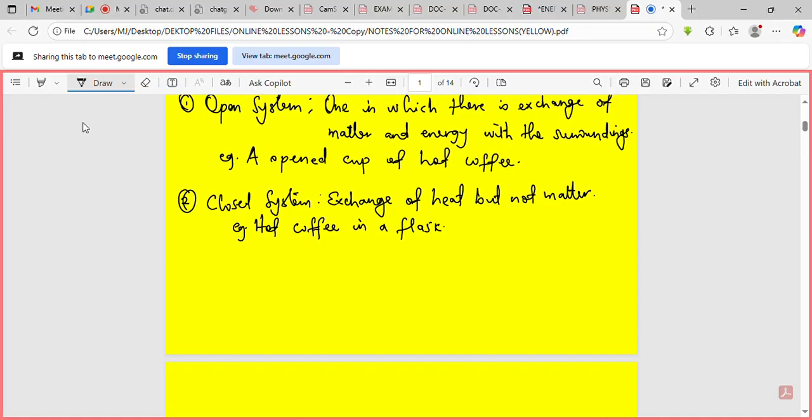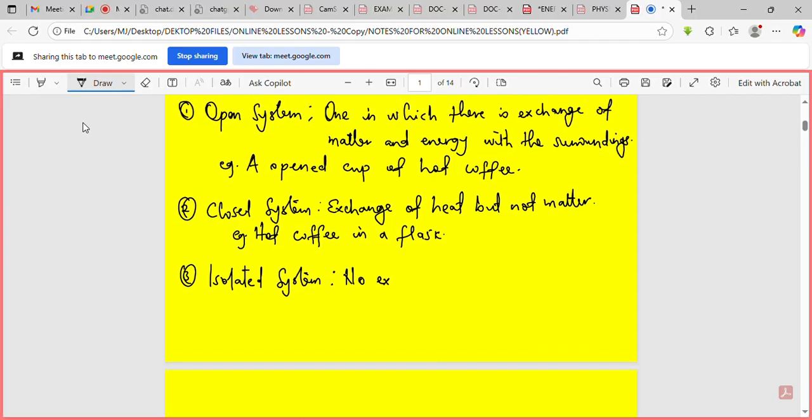But in the last system, there is no interaction. And what is that? Isolated system. So in an isolated system, here there is absolutely no exchange of heat and energy with the surroundings. And this is a bit difficult to achieve practically. Those that appear as isolated system exist as isolated system for a short period, but not for a long period. And I'll tell you how.